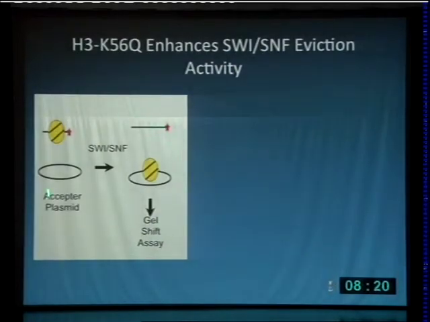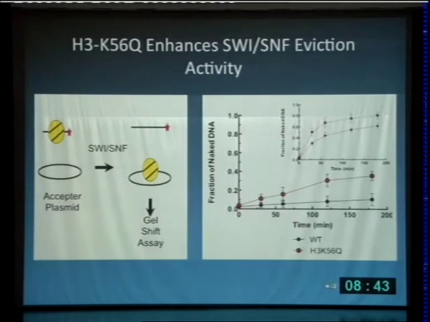Here's basically a typical nucleosome eviction assay using the SWI/SNF enzyme, where you feed SWI/SNF a radiolabeled mononucleosome. In that reaction is also an acceptor bit of plasmid DNA. It's a very simple assay where you take SWI/SNF plus ATP, SWI/SNF evicts the octamer, which gets captured by the acceptor DNA, generating free DNA in the reaction. It's a very simple quantitative reaction.